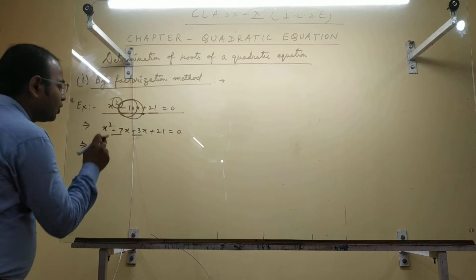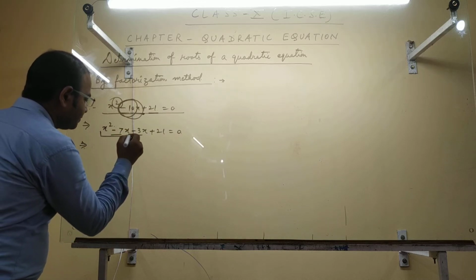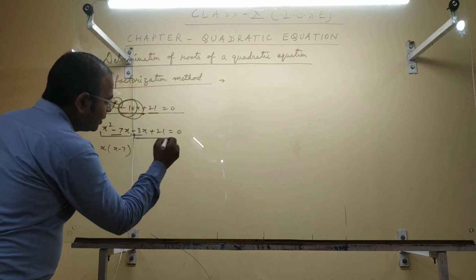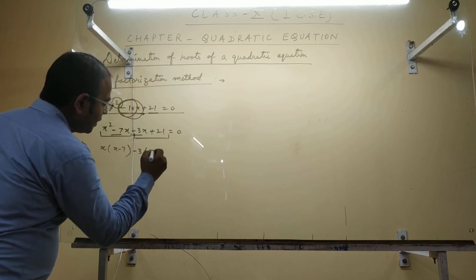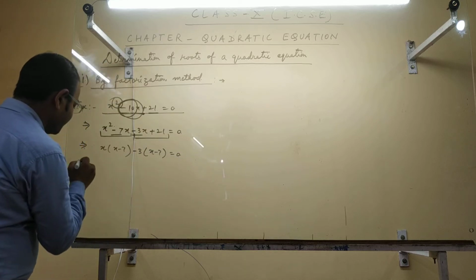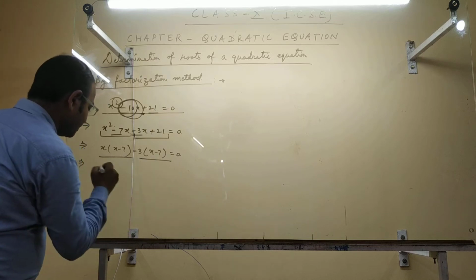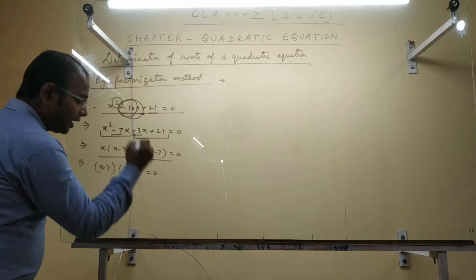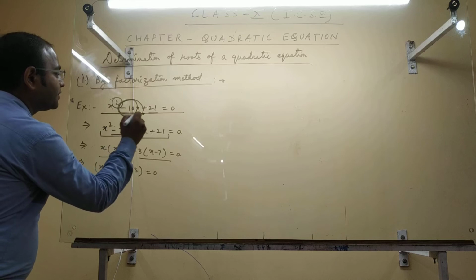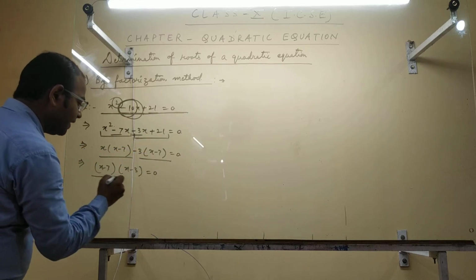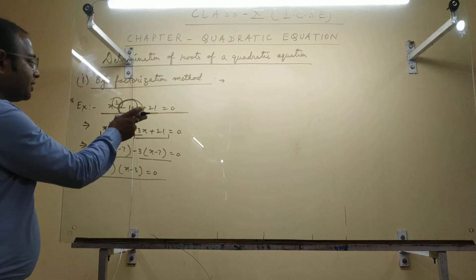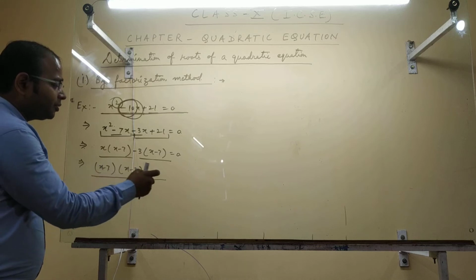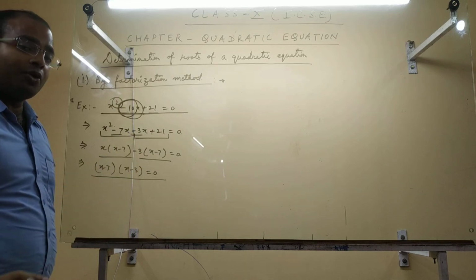Let us take the common x from the first two terms, x minus 7, and in the next two terms let us take a common -3, x minus 7. So x minus 7 is common in both the terms. Let us take it common as x minus 3. Again, this quadratic equation is factorized like this. This quadratic equation comes as a product of two terms, and the product of these two terms is equal to 0.